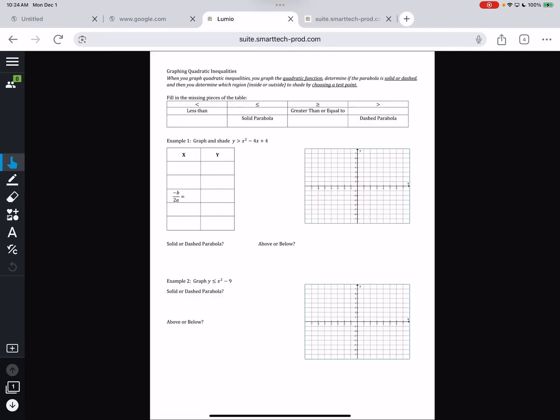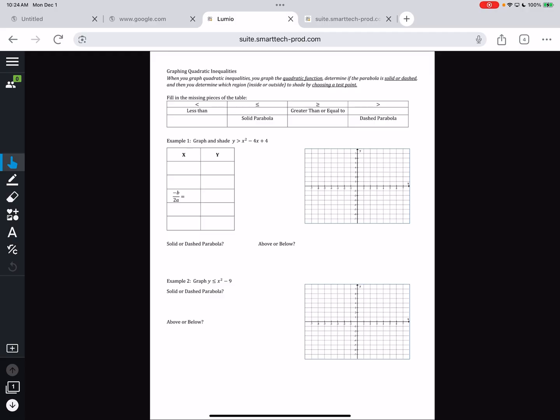Quadratic test over right before the holiday, but everything was equal. Everything was about y equaling whatever. Now we're going to look at what happens when they're not equal: greater than or less than, or maybe greater than or equal to, or less than or equal to.